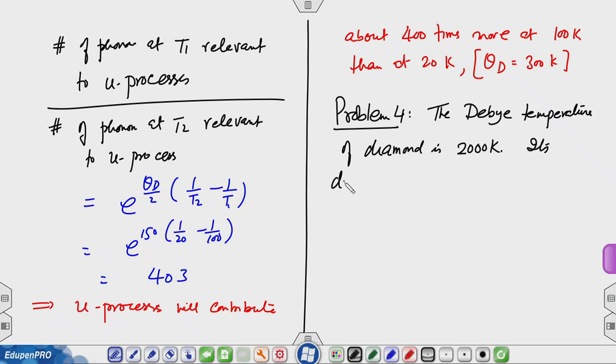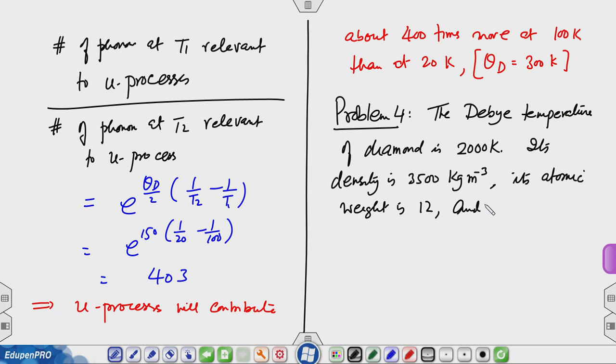Its density is 3500 kg per meter cubed, its atomic weight is 12, carbon has atomic weight 12, and interatomic spacing 0.15 nanometers. This has to be taken with a pinch of salt because you know it is an FCC, the shifted FCC structure. So, when I say 0.15 nanometers, it is one of those lengths.